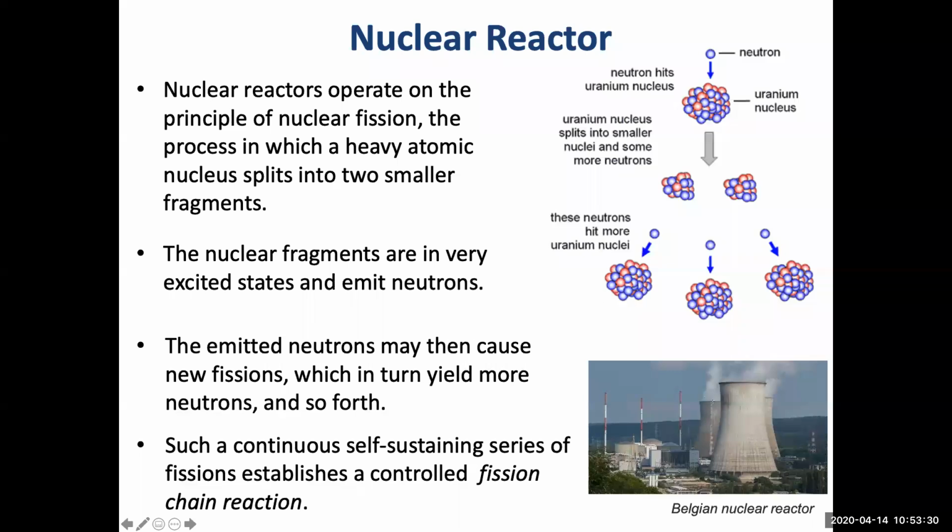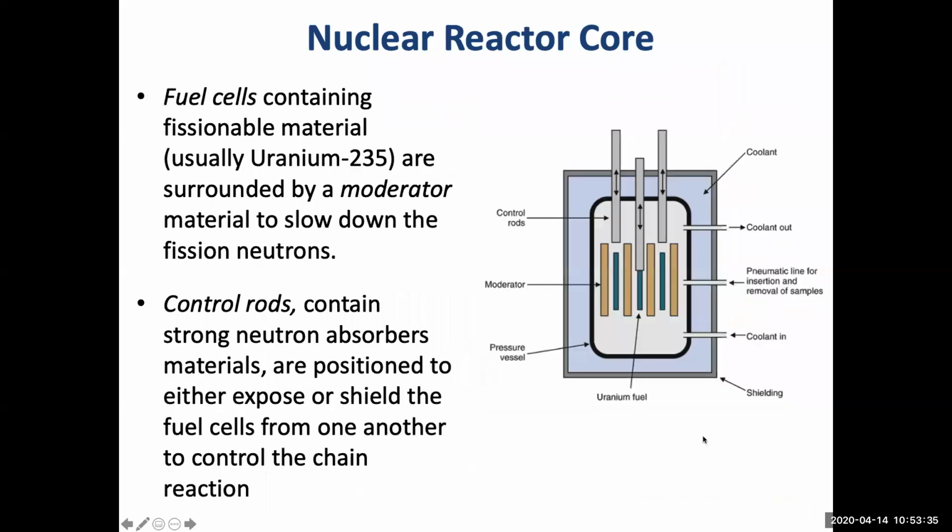This is the image of one of the nuclear reactors in Belgium. This is the core of the nuclear reactor. If we go component by component, the fuel cell here contains fissionable material, usually uranium-235. This is the blue one. This is the fuel cell inside the nuclear reactor, and it's surrounded by the moderator. And this moderator is to slow down the fission neutrons.